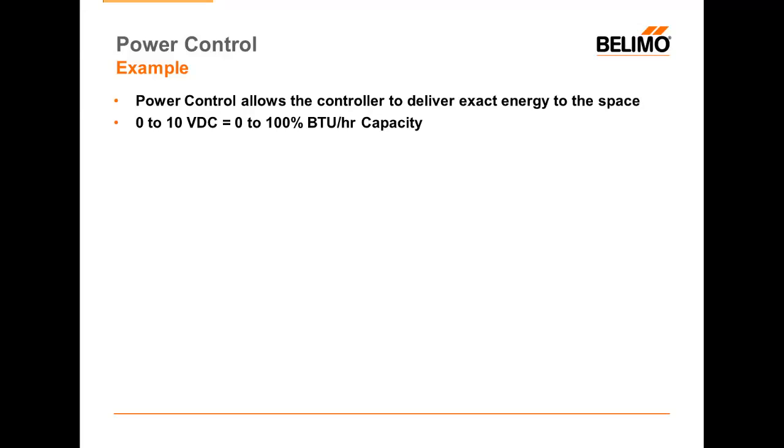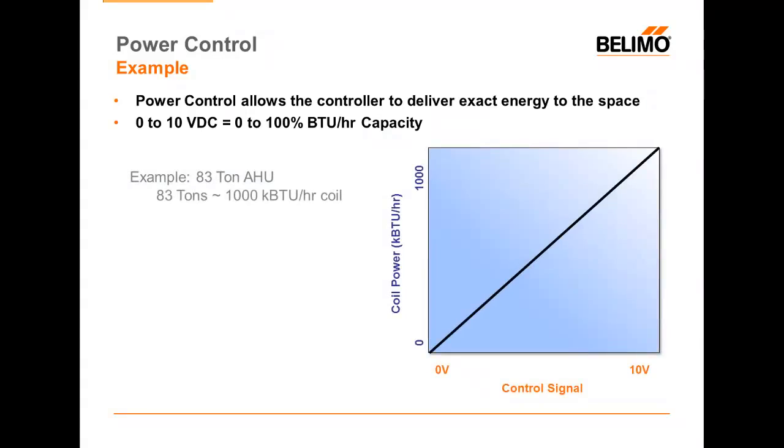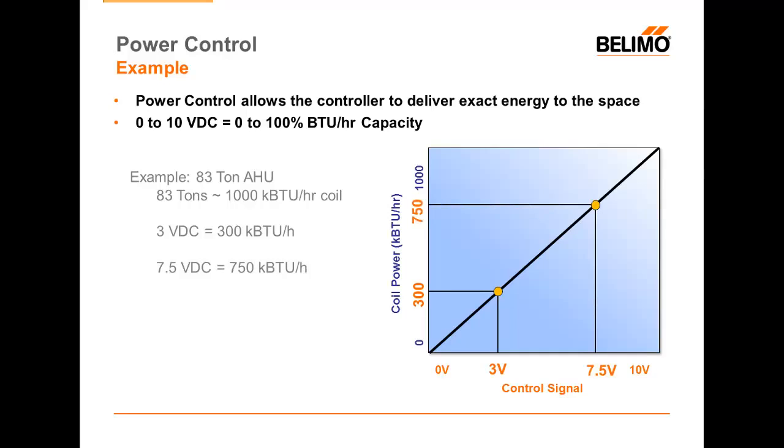Let's take a look at an example of how it works. Assuming we have a 0 to 10 volt signal, and that would correspond to 0 to 100% of the BTUs per hour capacity. If we had a 1000 kilobtu per hour coil, and I sent a control signal of 3 volts, that would relate in 300 kilobtus per hour. 7.5 volts simply equals 750. It makes it quite simple to control our space. Now each time the control signal is modulated, 10% more control simply means 10% more heat exchange into the space.